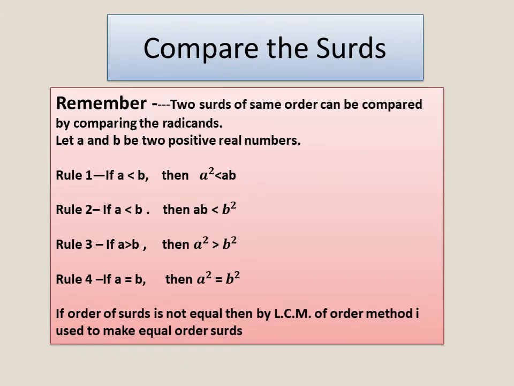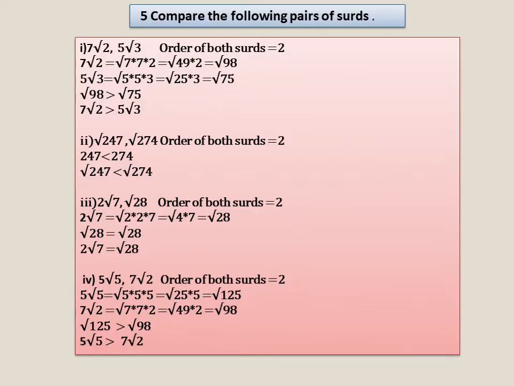Now we are taking a sum on this. See now what is given. First sum: 7 root 2, 5 root 3. What is the order of both? The order of both surds is 2. Then for 7 root 2 and 5 root 3, we want to compare the radicands.